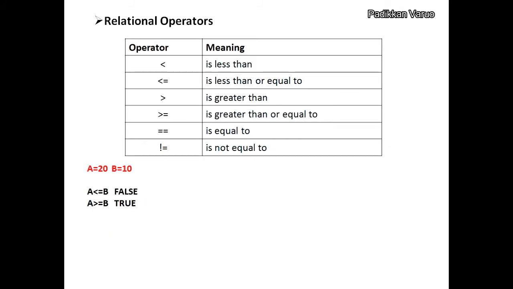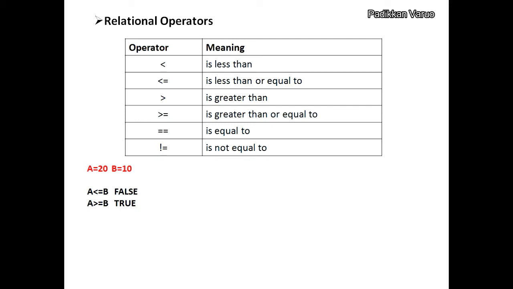Next comes the relational operators. Here we are making a comparison; we are comparing two values. That's why we are using the relational operators. These are a few relational operators: less than or equal to, greater than or equal to, equal to, and not equal to. We often compare two quantities and, depending on their relations, take certain decisions. So that's why we are using these relational operators.